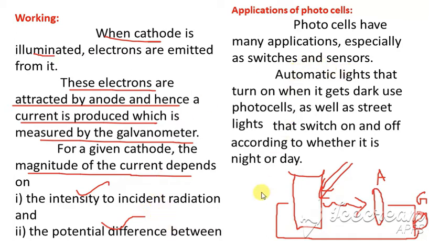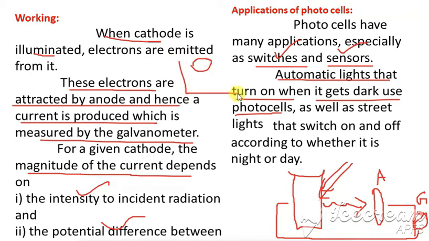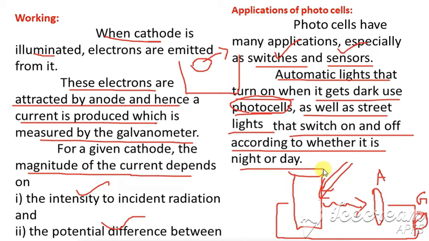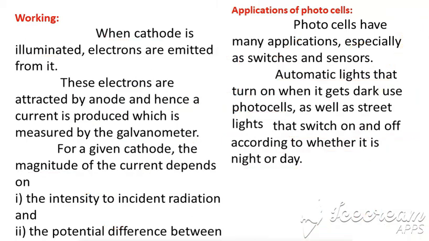Next we have the applications of photocells. These photocells have many applications, especially as switches and sensors. First, automatic lights that turn on when it gets dark use photocells. Also street lights that switch on according to whether it is day or night. When you have sunlight, this turns off, and when there is no sunlight, it turns on. This is the main application.